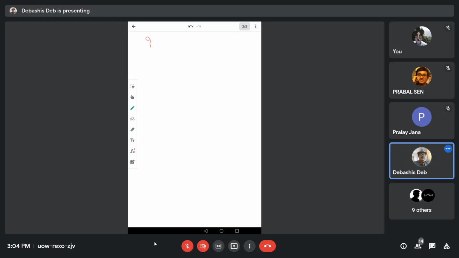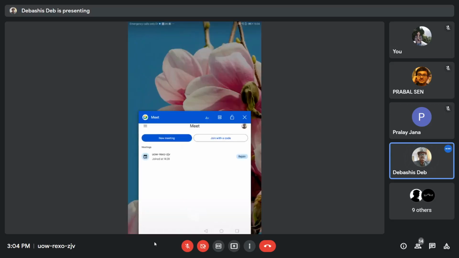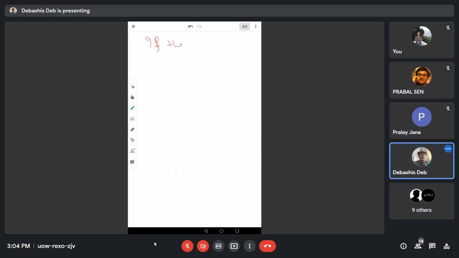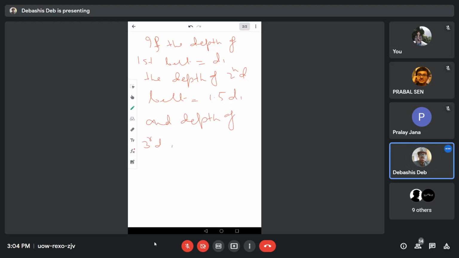Similarly, let me erase this place. If the depth of the first belt is D1, then the depth of the second belt is 1.5 D1, and the depth of the third belt is 1.5 into 1.5 D1.